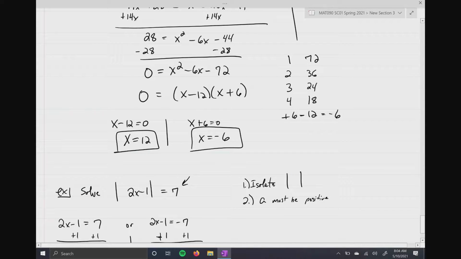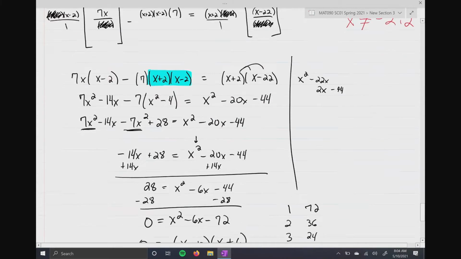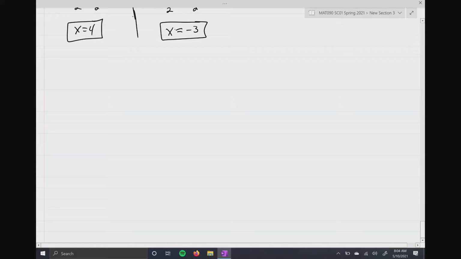Let's see, what were we doing? Oh, we were solving. Okay, so we solved rational expressions. Good. And then we did an absolute value equation. All right. So today, I'm going to go ahead.